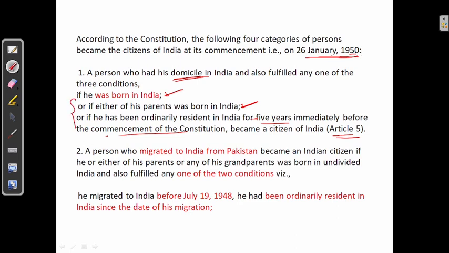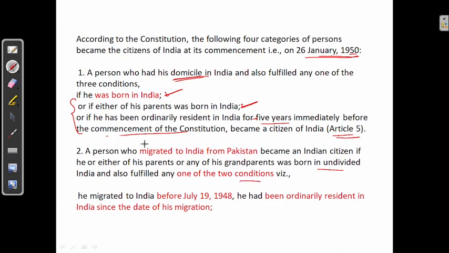If he satisfies these conditions, under Article 5, he will get the citizenship of India. Next, a person who migrated to India from Pakistan became an Indian citizen if he or either of his parents or any of his grandparents was born in undivided India and also fulfilled any one of the 2 conditions.